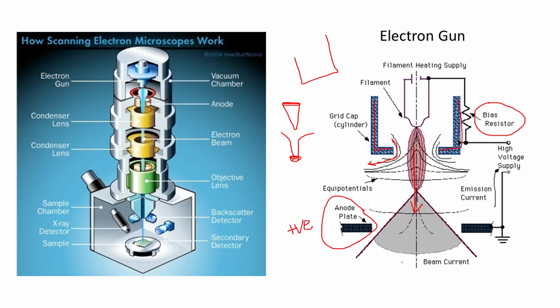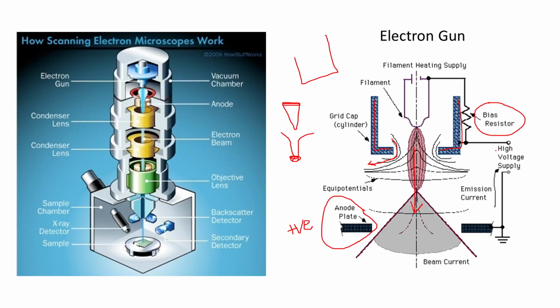Is this clear? I need to make myself clear here that this anode plate is positively charged with respect to the filament potential, and this grid cap is basically the electrostatic lens, negatively charged to remove the extra electrons and to control the number of electrons which are coming out from here. It is basically used to focus the beam. The grid cap is connected to this bias voltage, and this bias voltage can also vary with the emission current. So this whole thing is known as the self-biased electron gun.